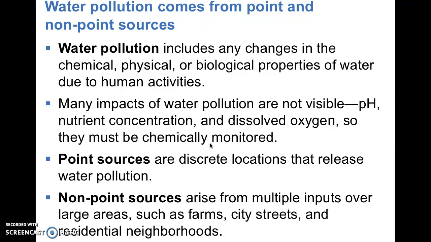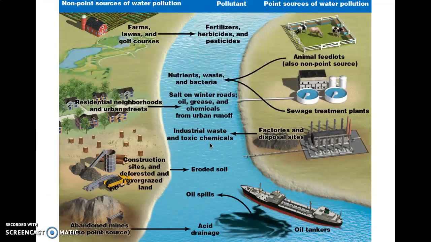There are two different sources, where you can classify water pollution by its source. The first one is called point source pollution, which means that you can identify that the pollution is coming from one given spot. Discrete meaning isolated locations that release water pollution. Non-point sources arise from multiple inputs over large areas. So this is farms, city streets, and residential neighborhoods, so not simply one factory or one farm.